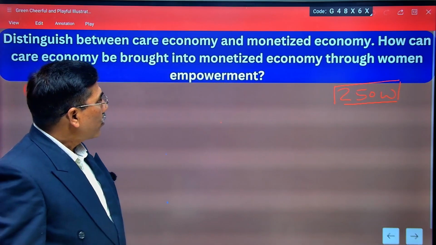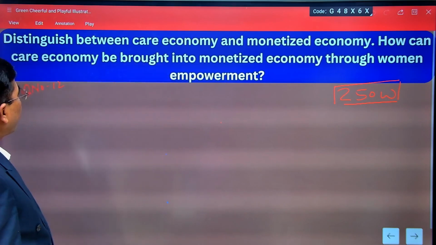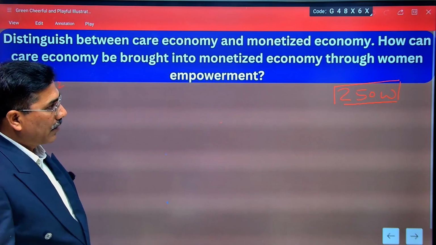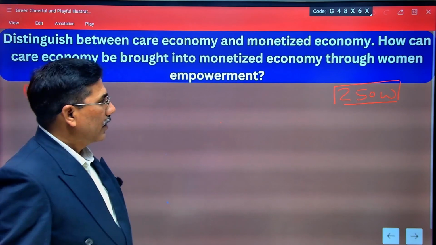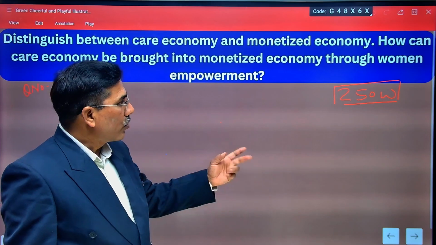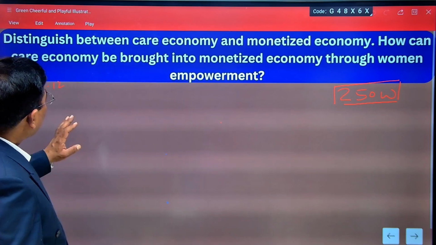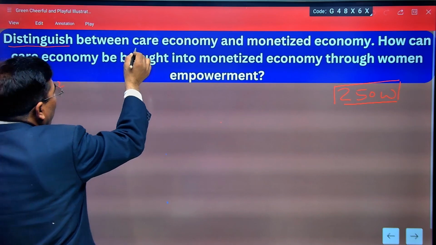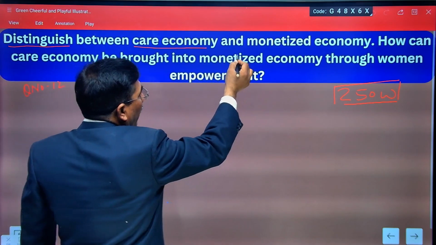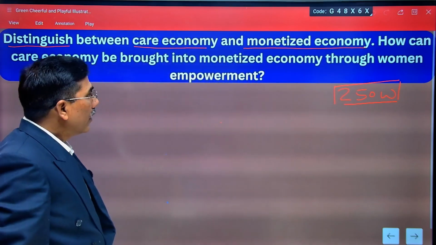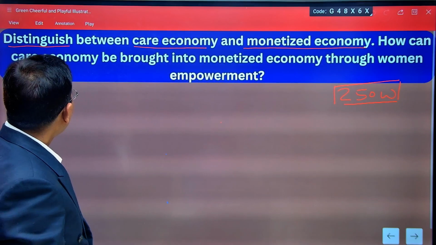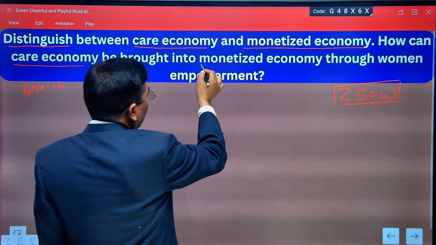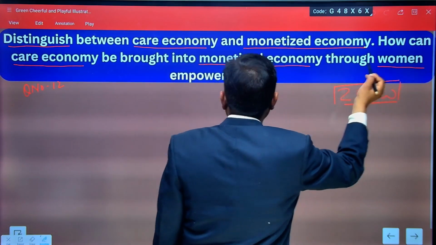Now, first of all, you have to break up this question into different parts so that you can easily tackle it within the word limit and time limit. At least you have to invest roughly 10 minutes on this question. The first part is to distinguish: find the points which differentiate care economy and monetized economy. After that, you have to suggest measures by which we can convert the care economy into monetized economy through women empowerment.